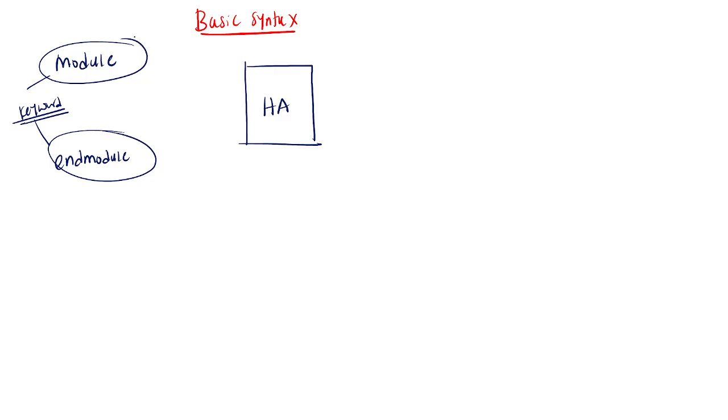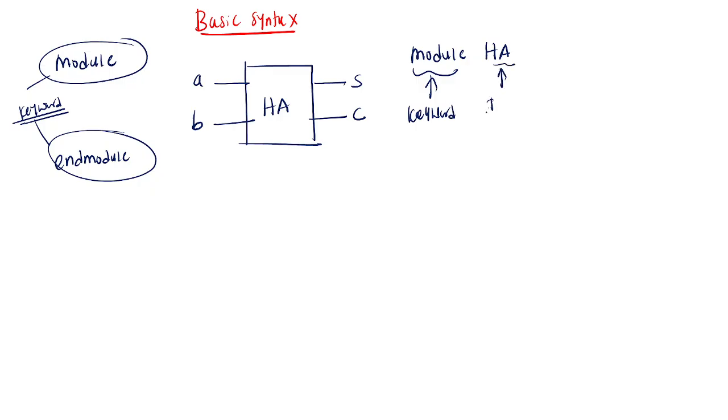Suppose if you consider a half adder circuit, how many inputs are there? Two inputs are there, A and B, and how many outputs? Two outputs, sum and carry. So how to write? Module HA. Module is nothing but a keyword, and next this is the identifier.